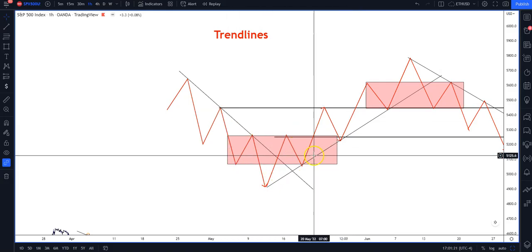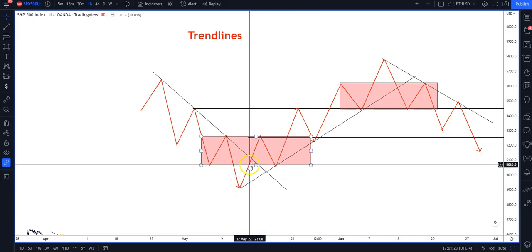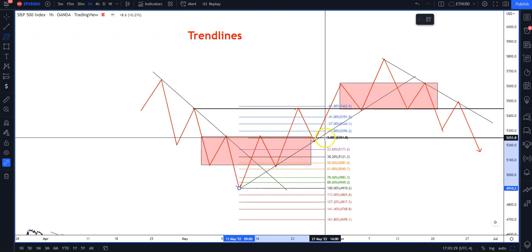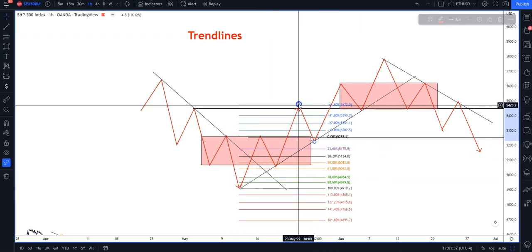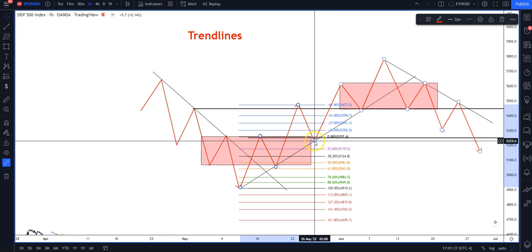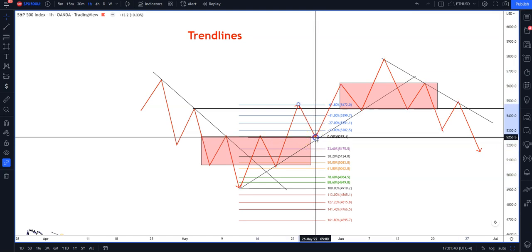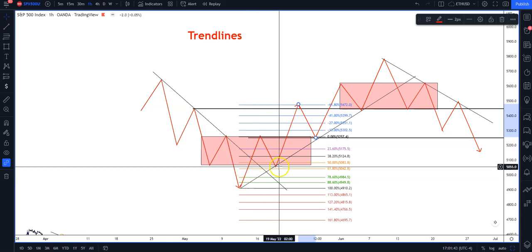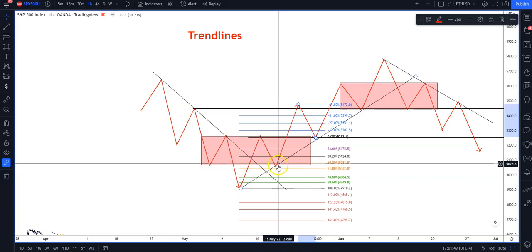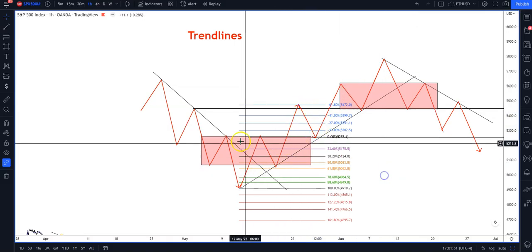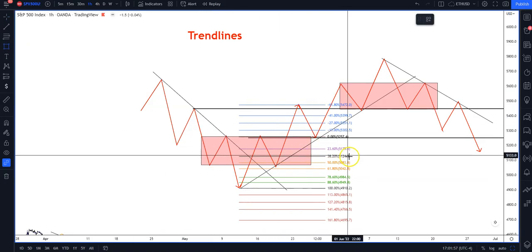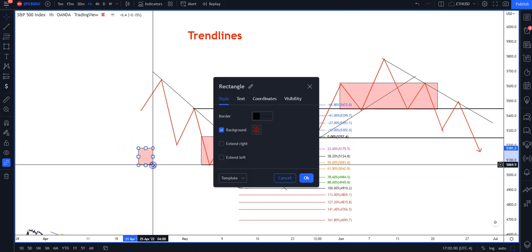Then we have the shark, and we have the manipulation down here. And once the manipulation happened, we could draw the fib. Look at how the fib hit the 61, came back down to the 0 point. Right here could have been an entry on the 61.8, around 50 to 61.8, run up, and boom. And this is on a higher time frame.